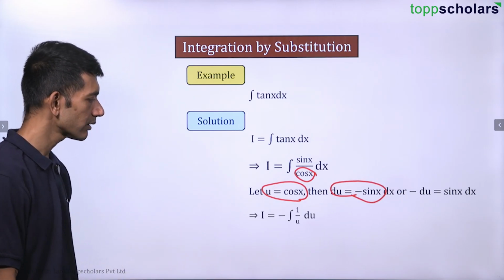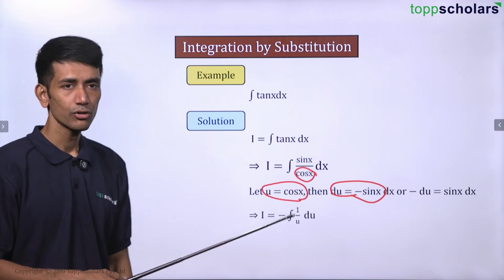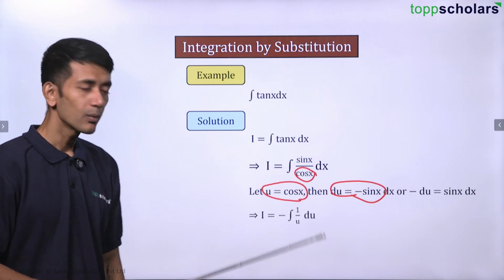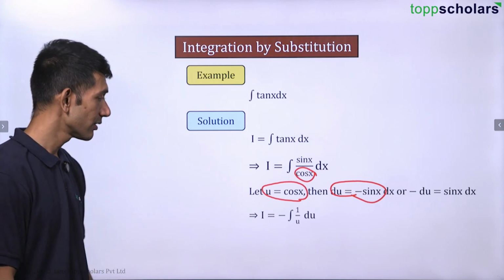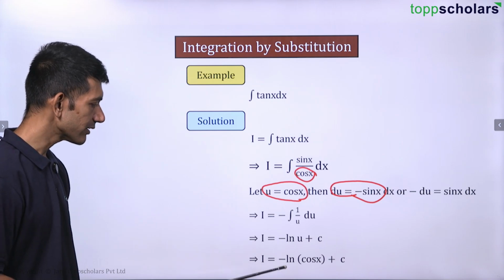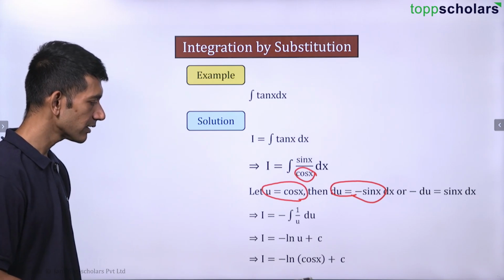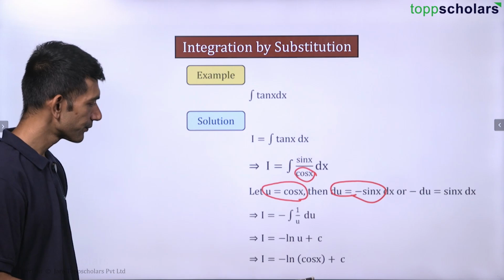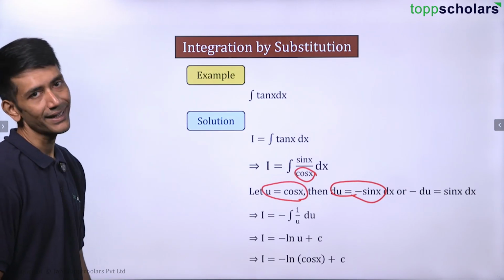So solve this further. That will become minus of integration of 1 by u du. Now integration of 1 by u is how much? Log u, isn't it? So minus ln of u plus c. That is minus log of cos x plus c. So minus log cos x. So can I say this is your final answer basically, right?